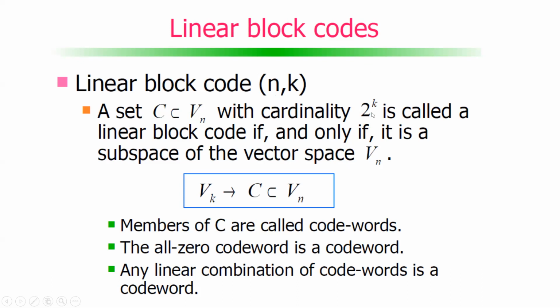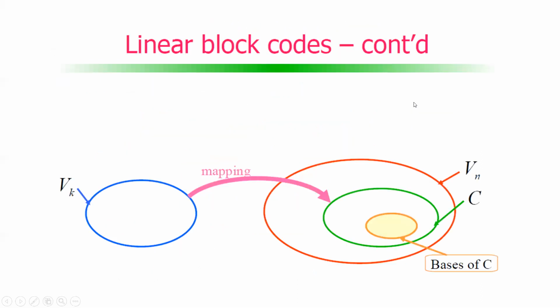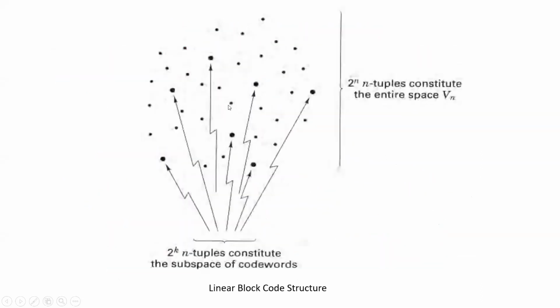So 2 raised to the power k will be less than 2 raised to the power n. That's what is explained in this diagram. Just a diagrammatic explanation that all these dots represent 2 raised to the power n. These selected dots are representing 2 raised to the power k. So 2 raised to the power k n-tuples.